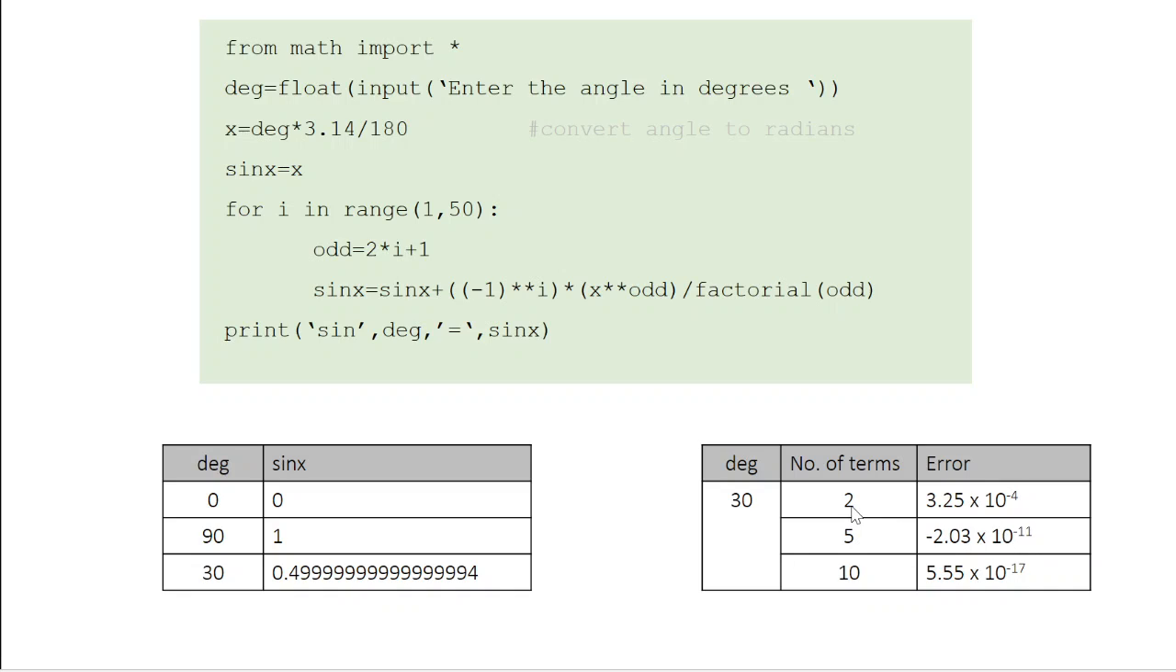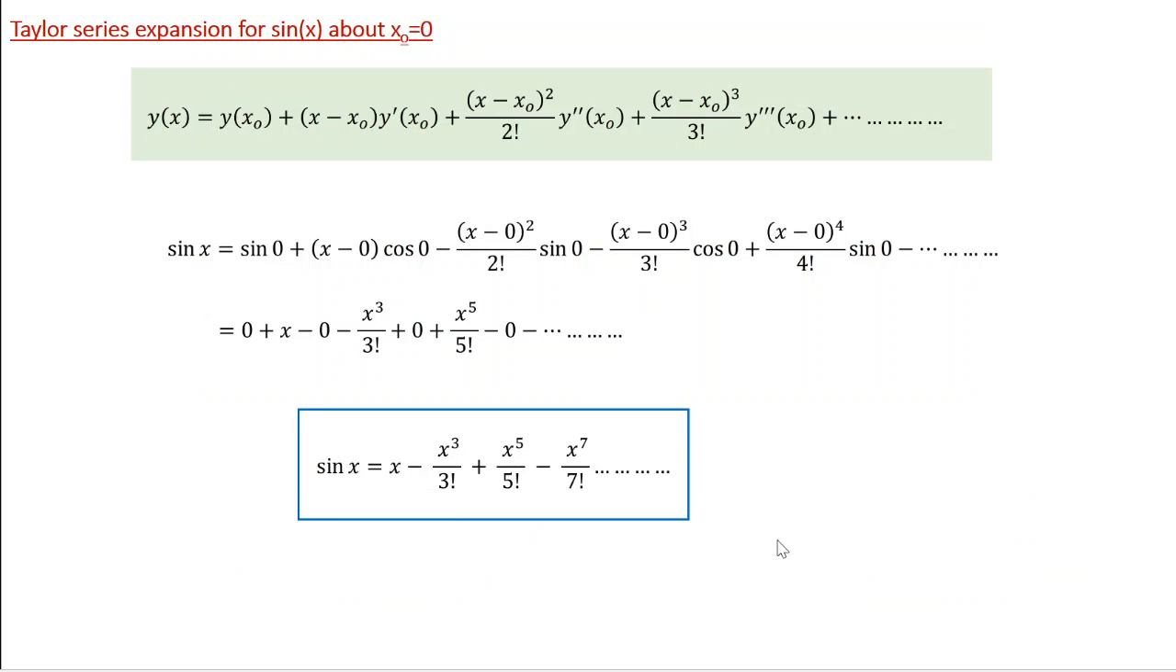So you look at the error. When you have 2 terms, error is 10 to the power minus 4. When you have 5 terms, error is even smaller. Next, you include the first 10 terms. You will find that the error has decreased even further, to 10 to the power minus 17. So that's what I said. When you increase the number of terms, your approximation is going to become better and better. So usually we choose the first 10 terms.